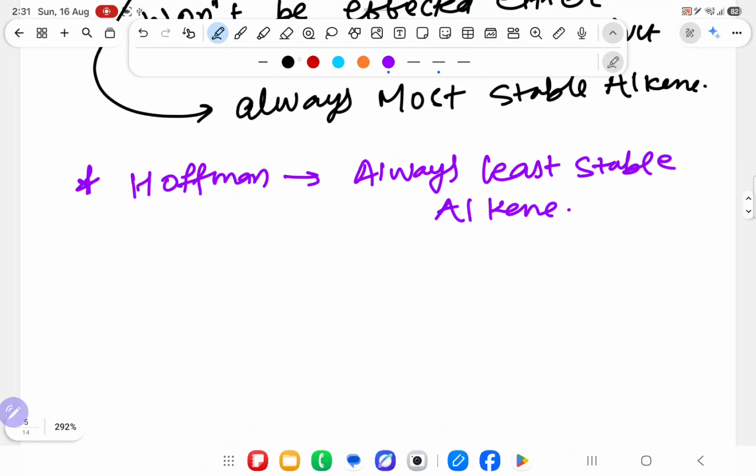Now suppose I will take some more examples. I have taken one example like this, and over here I will take this bulky group, or I will take this, I have taken.